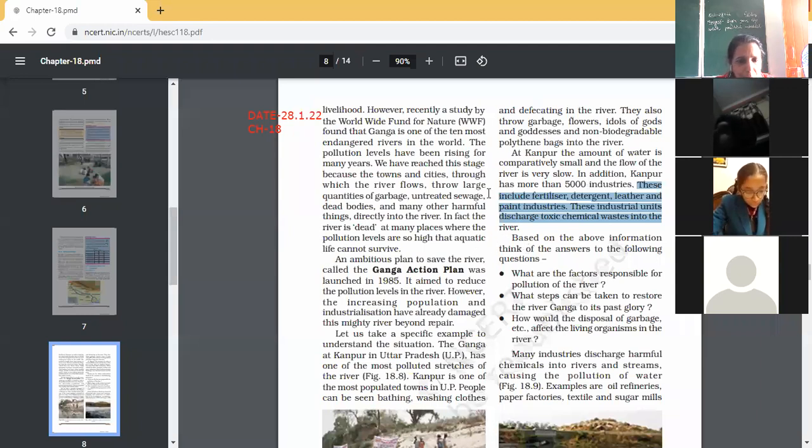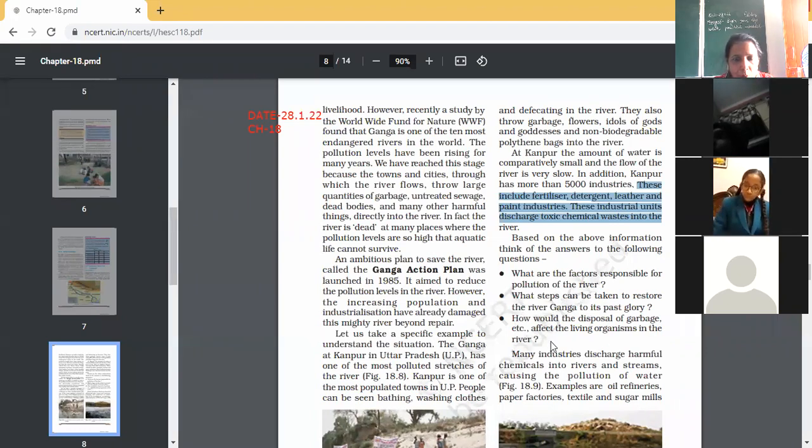So based on the above information, can you give the answer of this question? What are the factors responsible for the pollution of the rivers? What steps can be taken to restore the river Ganga to its past glory? Means what steps we can take that Ganga river should be clean as it was earlier a few years back.